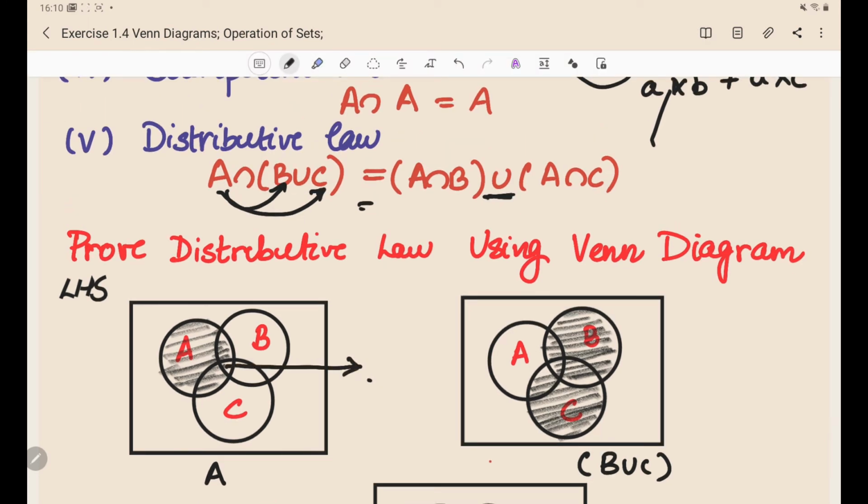This is what? A intersection B intersection C, right? Just to show you what are the elements. Okay, A is at A. Then you take the intersection with B union C. B union C is all the elements of B and all the elements of C.